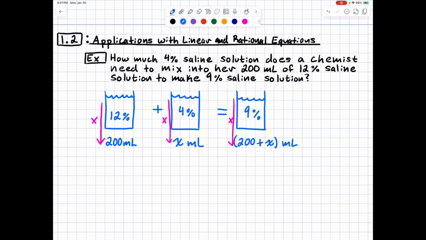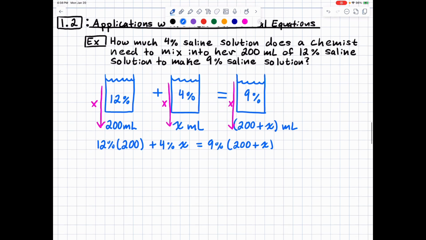So when I multiply down, I get 12% times 200, and I'm just going to drop off the milliliters here just to keep it all as numbers. So I have 12% times 200 plus 4% times x equals 9% times 200 plus x. Okay? So all I did was just multiply down from my picture, right? So making a picture is very important for these problems. It can help you process the information.